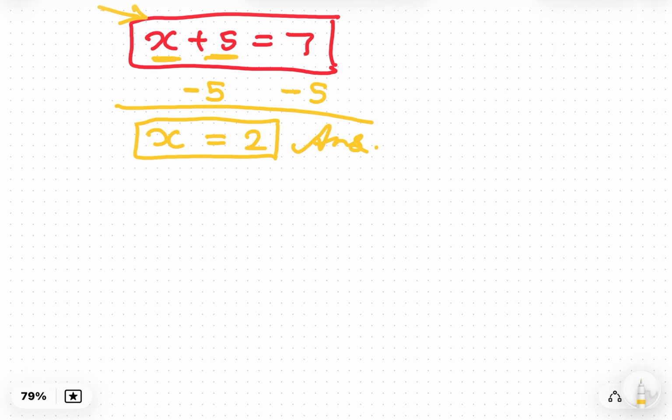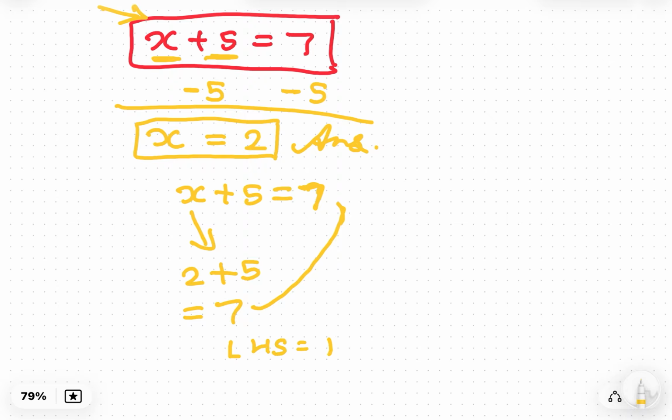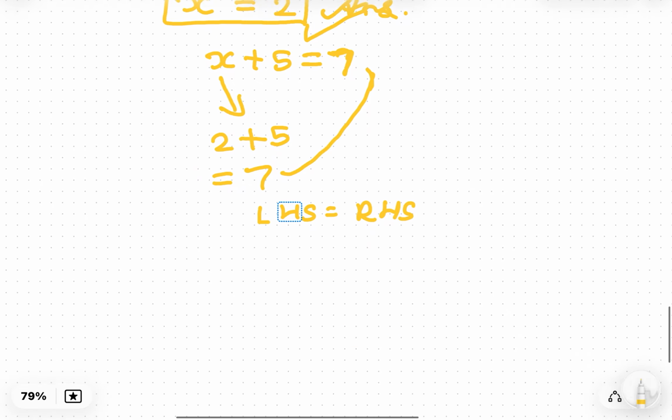Now how do we check whether our answer is right or wrong? Our equation was x plus 5 equals 7, and as we found the value of x, we can put the value of x in the left side expression, and we get 2 plus 5, which is equal to 7. As we can see, left hand side and right hand side both are equal. So left hand side is equal to right hand side. That means our answer was correct.